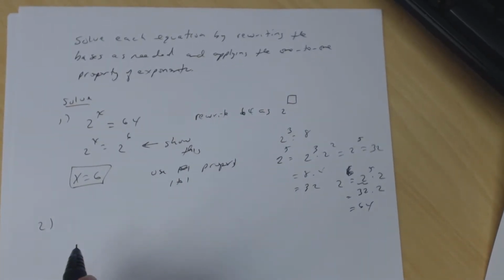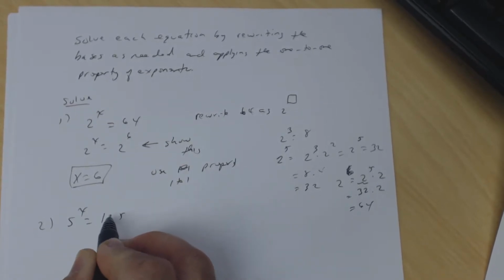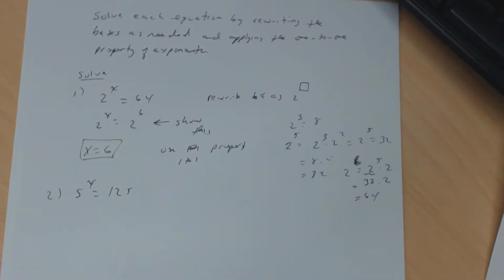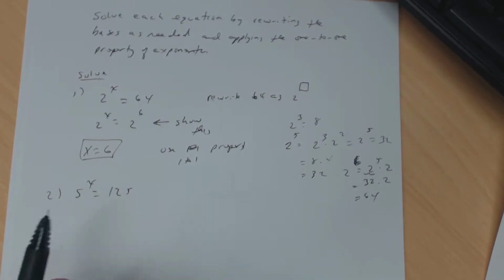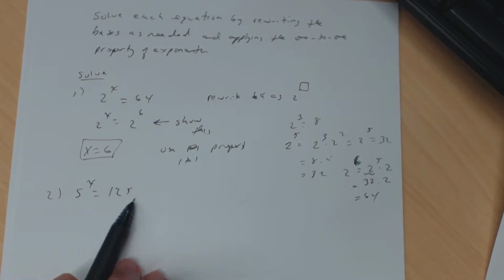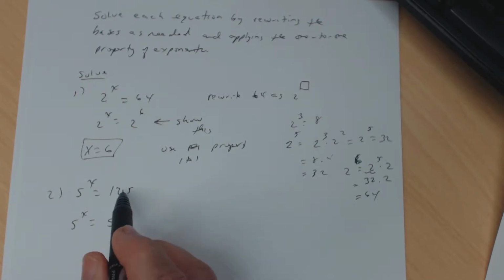Let's look at another simple one. Suppose we had 5 to the x equals 125. Notice that the base is 5. Is there any way I can rewrite 125 as 5 to a power? That's your goal.